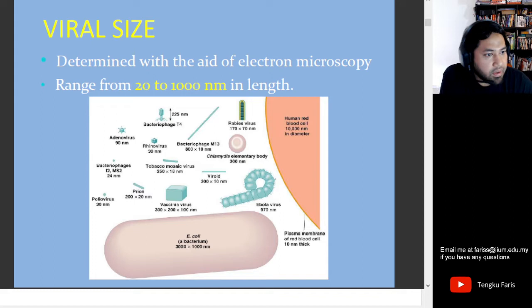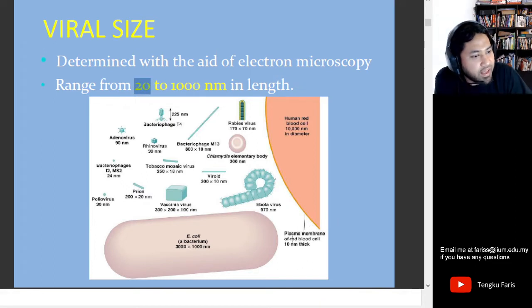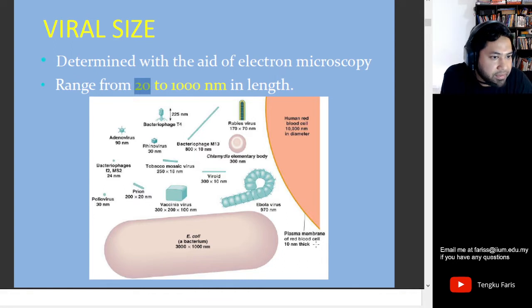So you can see from the right-hand side here, the human red blood cell is 10,000 nanometers in diameter. How big is that, right? You can see the plasma membrane of the red blood cell. It's around 10 nanometers thick. So you know that the virus is around 20 nanometers, and of course you can see it's just about double the size of the plasma membrane of the RBC.